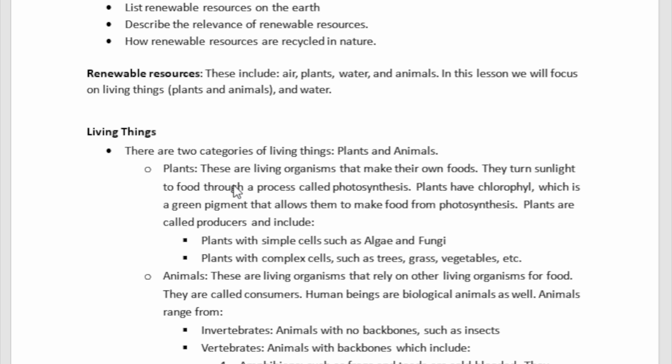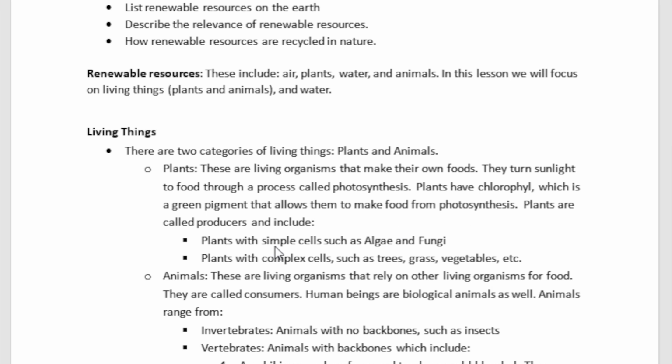So what are the living things on Earth? There are living things on Earth in 2 categories, plants and animals. Plants are those living organisms that make their own food. They turn sunlight to food through a process called photosynthesis. And plants also have something called chlorophyll, which is the green pigment that allows them to make food during photosynthesis.